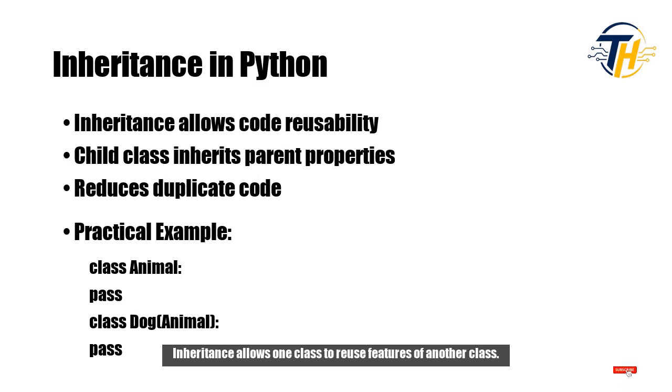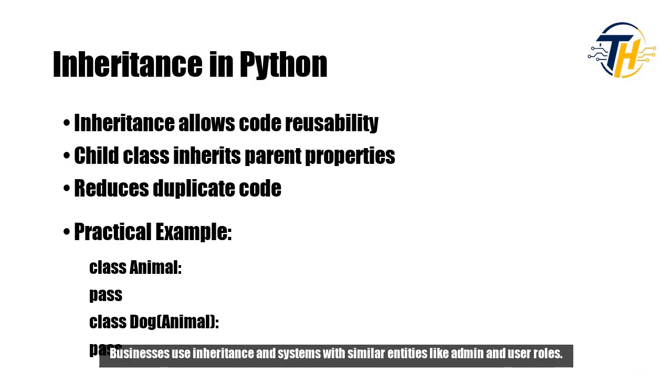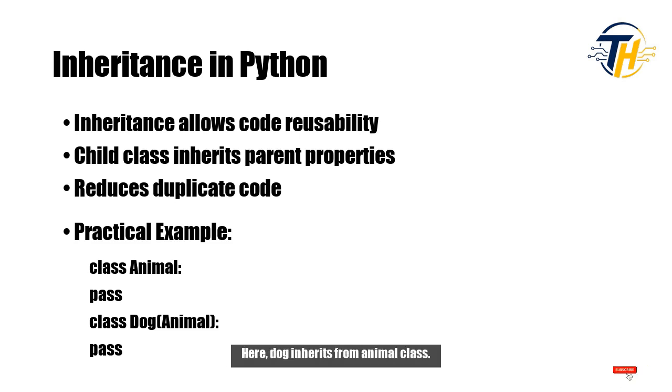Inheritance allows one class to reuse features of another class. It helps reduce redundancy and improve scalability. Businesses use inheritance in systems with similar entities like admin and user roles. For example, an e-commerce platform can inherit common user properties. Here, dog inherits from the animal class.